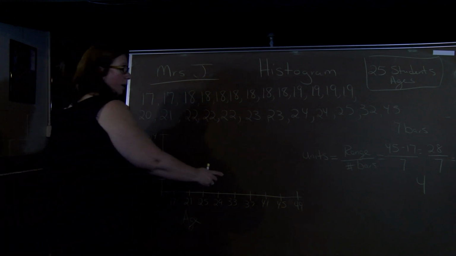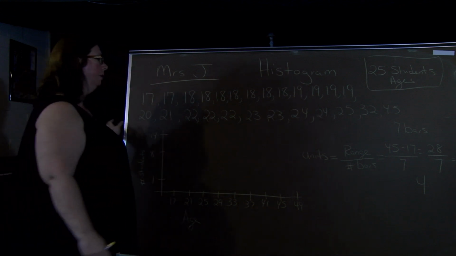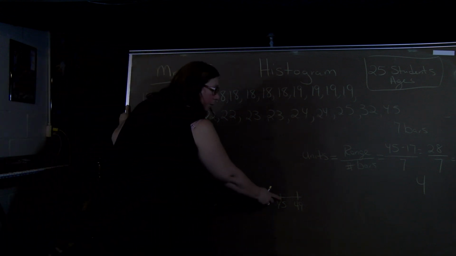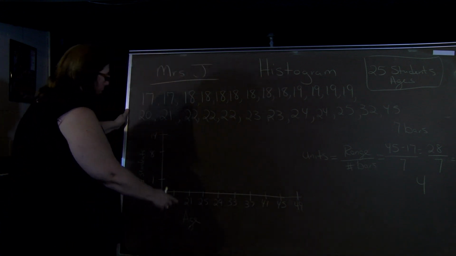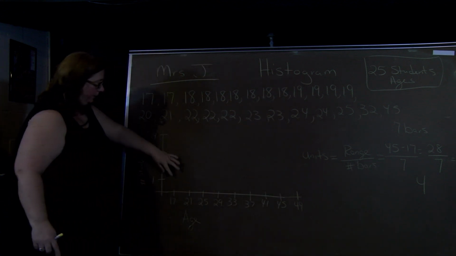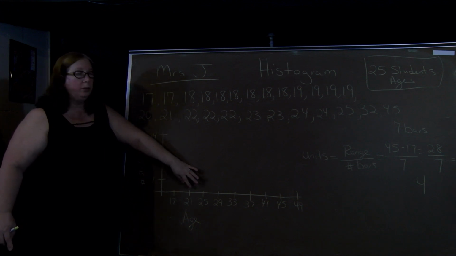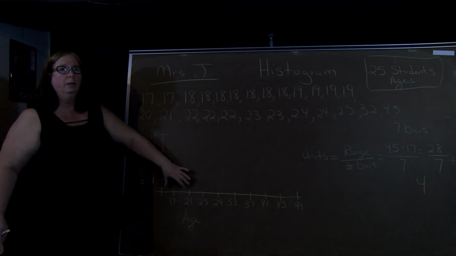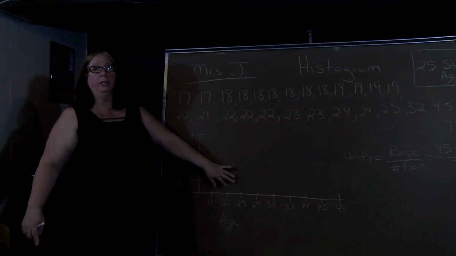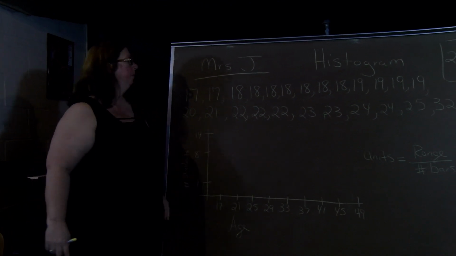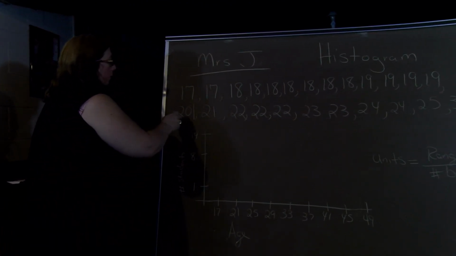I didn't want to stop at 45 though, because when you're making these bars, if there's any 45s, they go into the bar after. So 17 to 21 means starting with 17 and going up to but not including 21. So these ages in this first bar are only 17 to 20. 21 goes in the next one. So 17 to 20 means we're going from here over.